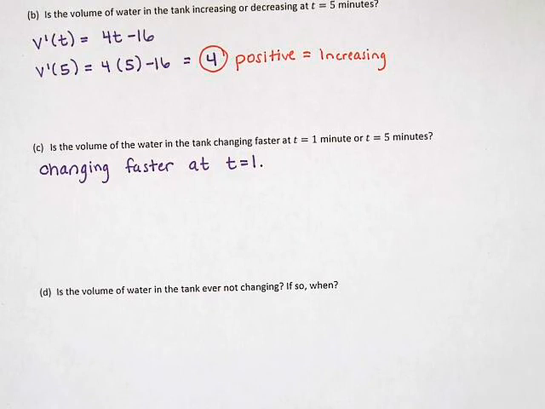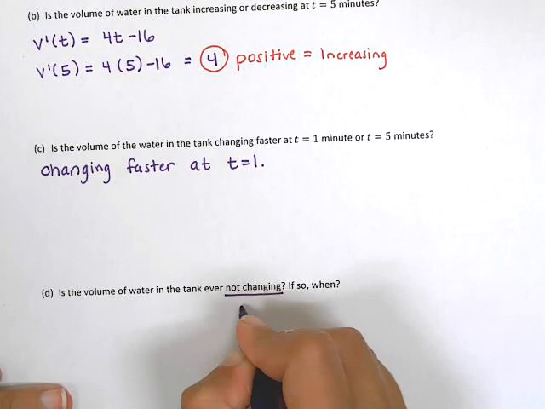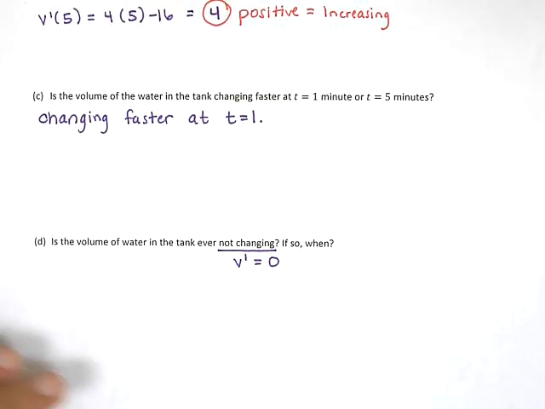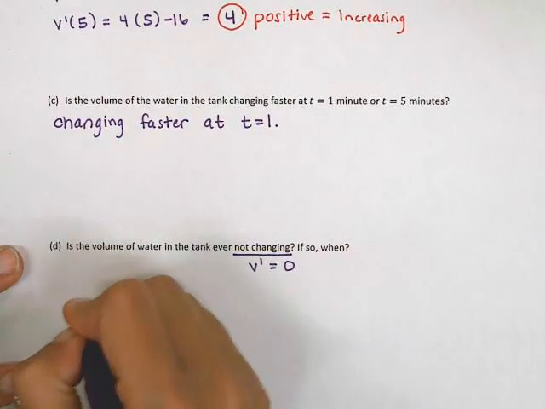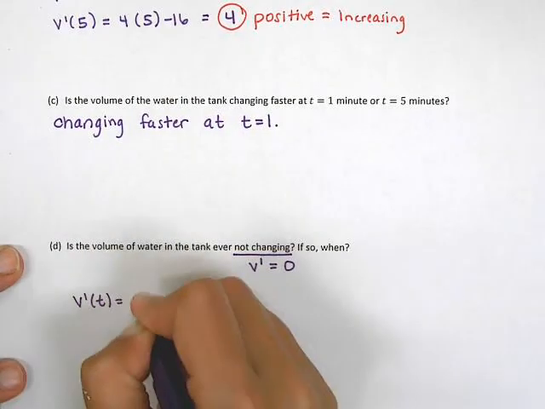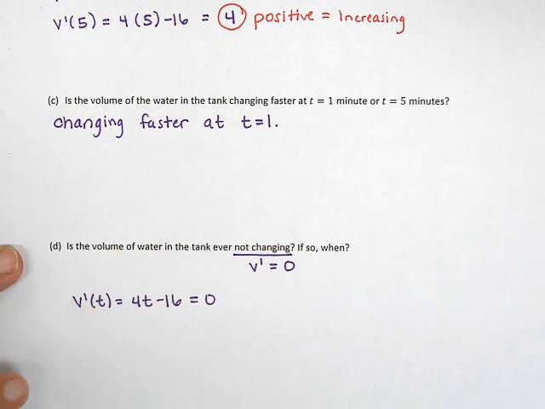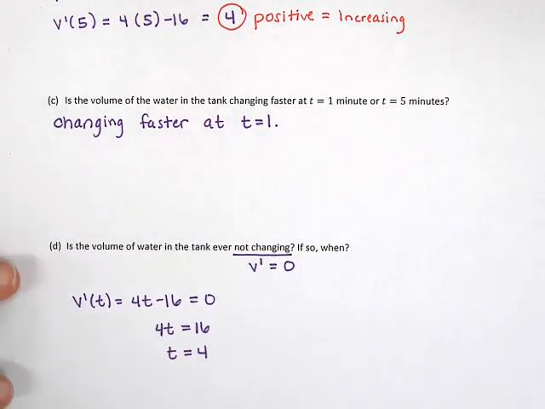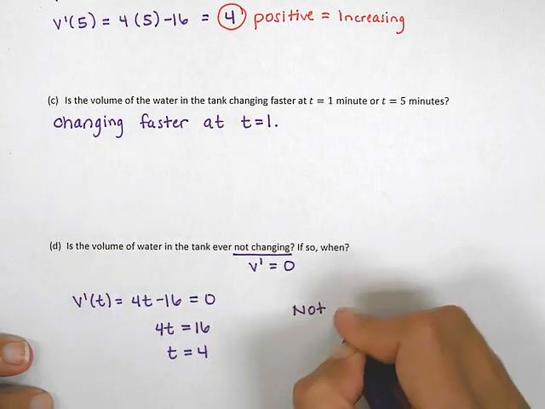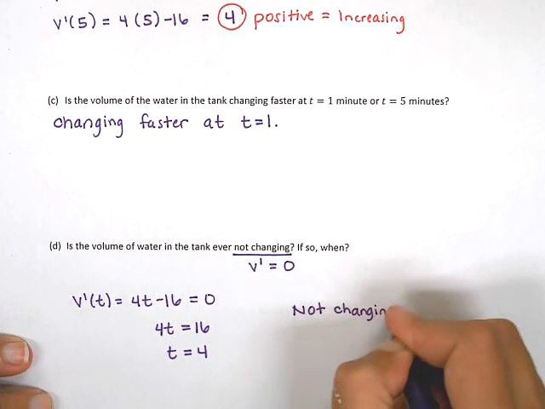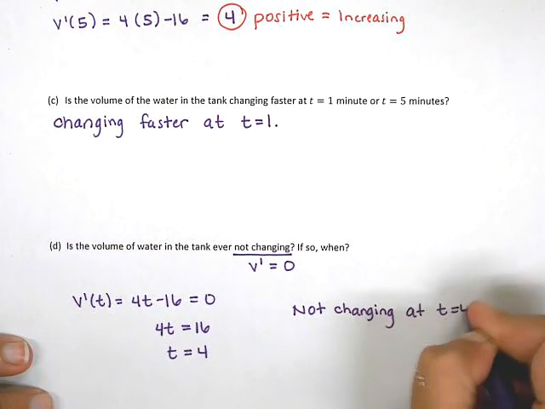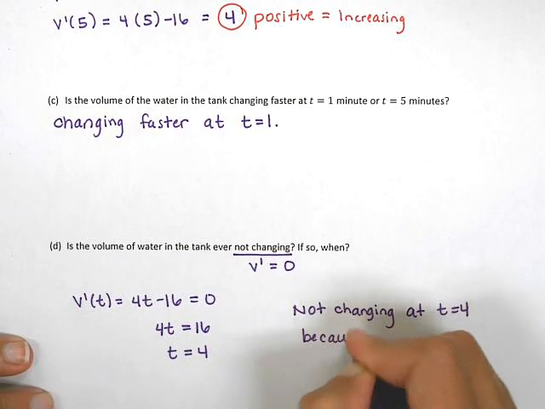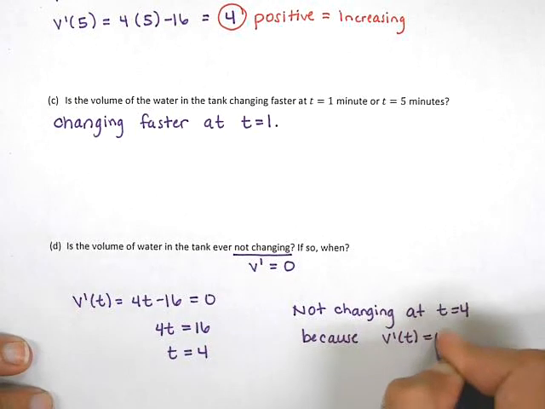Last but not least, part D: is the volume of the water ever not changing? Not changing means the derivative equals 0. It's not changing. So, is the derivative, which we've already calculated, ever equal to 0? Well, if I solve this, I have 4t equals 16, so t equals 4. Is it ever not changing? Yes. It is not changing at t equals 4 because V prime is equal to 0 at that number.